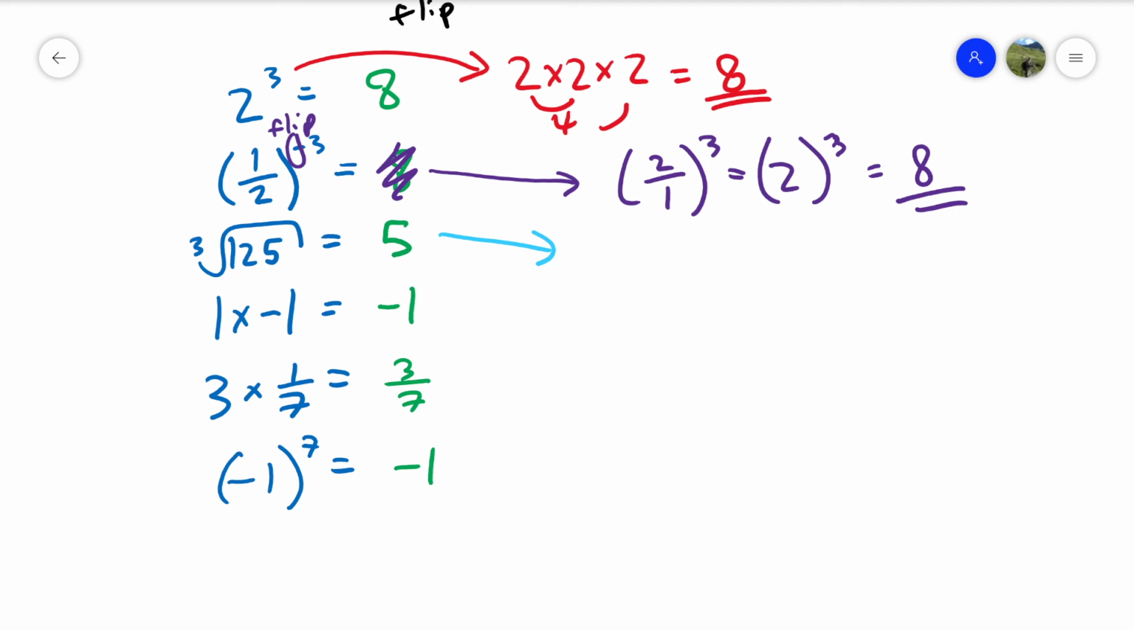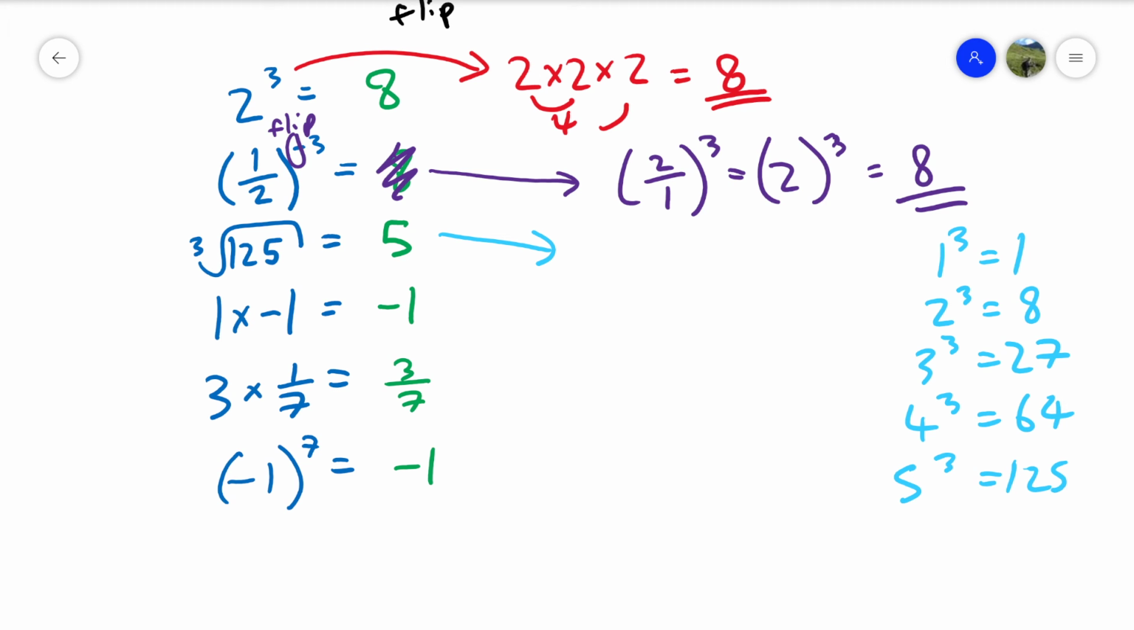What about this one? Well, you just got to kind of deduce it. One of the ways I do this is if I'm having a bit of a brain fade, I think, okay, well, 1 cubed is 1, 2 cubed is 8, 3 cubed is 27, 4 cubed is 64, 5 cubed is 125. Got it. There you go. The answer's 5. That's actually basically how I do it every time. In my head, I'm just thinking of those cubes.